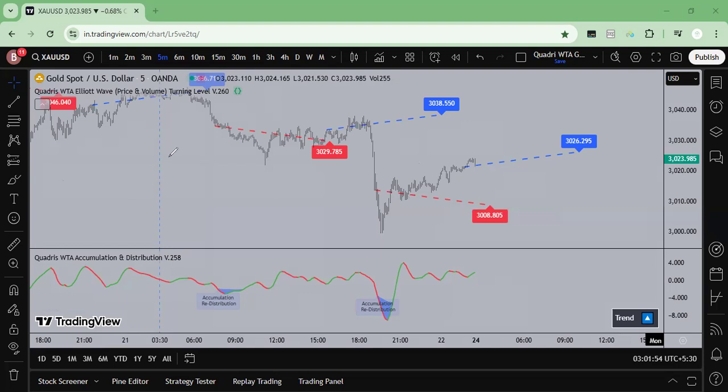So this is a gold XAU USD chart, gold spot from OANDA. Here we have two indicators. One is the Elliott wave, Hari's WTA Elliott wave price and volume turning levels. The second one is Hari's WTA accumulation distribution level, version 158. So what is the beauty of these two indicators? First, I'll touch upon Elliott wave price and volume.